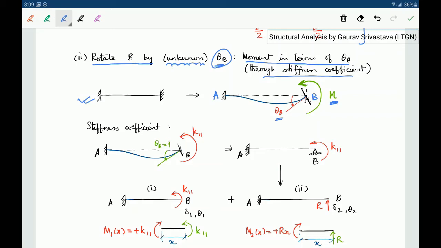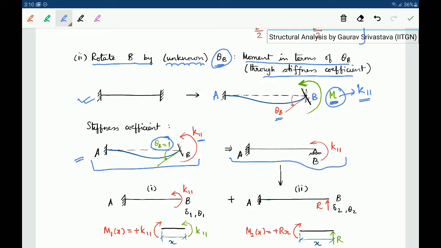And in the case when theta B is equal to 1, this unknown moment will be equal to K11, the stiffness coefficient. So what we are saying is that we take the primary structure, we apply a unit rotation at B, and then we calculate the required moment to do that, and that moment is going to give us K11.